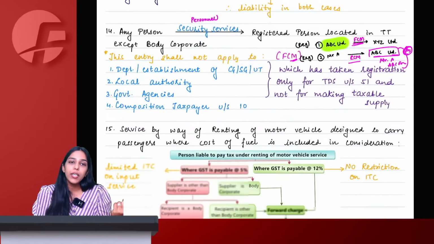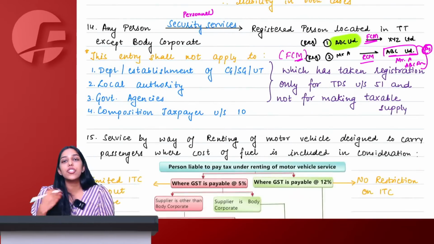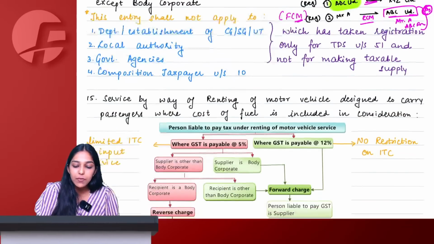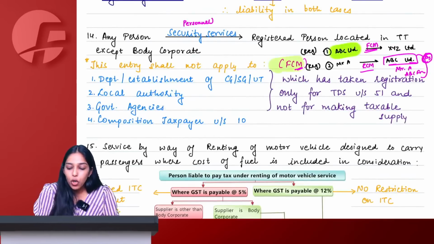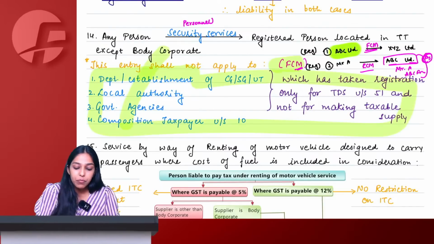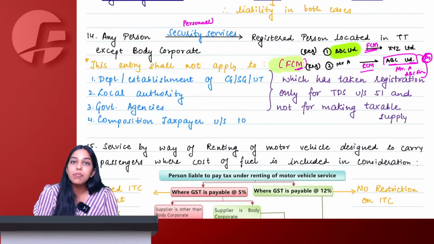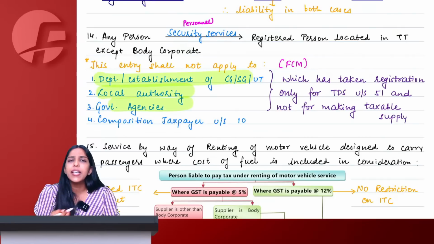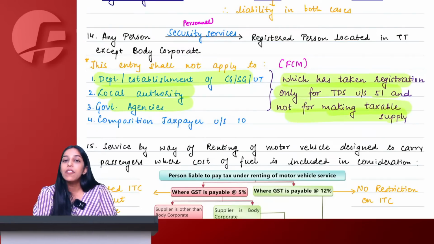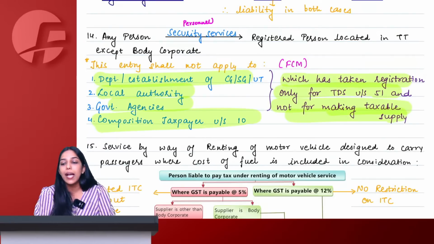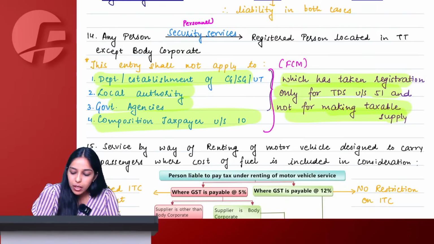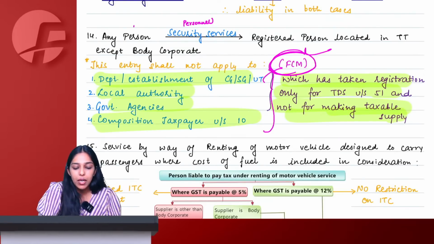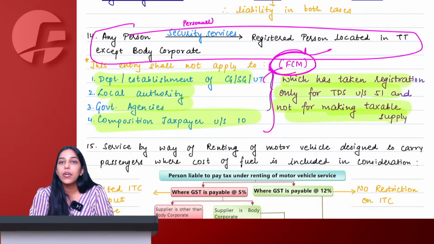A supplier not being a body corporate, providing services to any registered person, this registered person will pay tax under reverse charge mechanism. But for these four people, forward charge mechanism will apply. These are the same people, the TDS people that we saw in the GTA point: government, local authority, agencies, if they've taken registration only for TDS purpose, and the composition taxpayer. For these 4 people, always and always forward charge mechanism will apply. Other than these people, the provision that we just studied is going to apply.